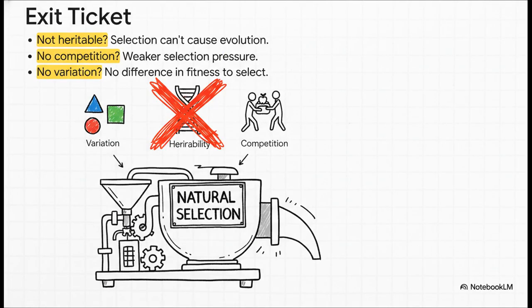So, to wrap it all up, let's do a quick exit ticket, a little thought experiment. What happens to natural selection if you take one of our key ingredients out of the recipe? Well, if a trait isn't heritable, any selection on the parents is basically a dead end. If there's no competition, the selection pressure is super weak or non-existent. And if there's no variation, then there's nothing for selection to choose between and evolution just stops. Thinking through these scenarios is truly the best way to get a solid grip on this amazing process that has shaped all life on Earth.